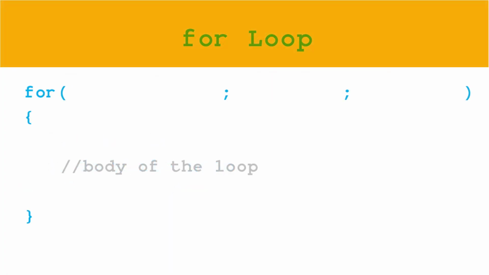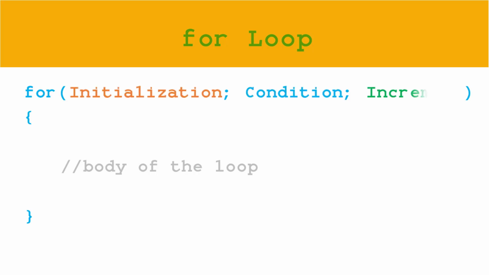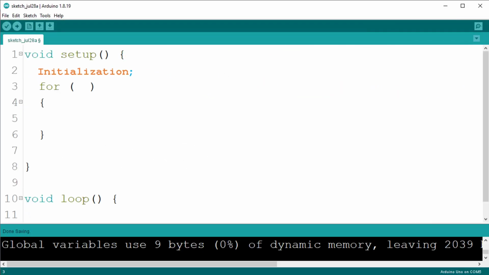The for loop consists of 3 main components: initialization, condition, and increment. Let's break down the structure of the for loop step by step. First, we have the initialization part. Here we set a starting point for the loop. We will start the loop from 1. To set the starting value, we will use a variable. Let's name it i, and we will set its value to 1. It's like telling the Arduino to start counting from 1.